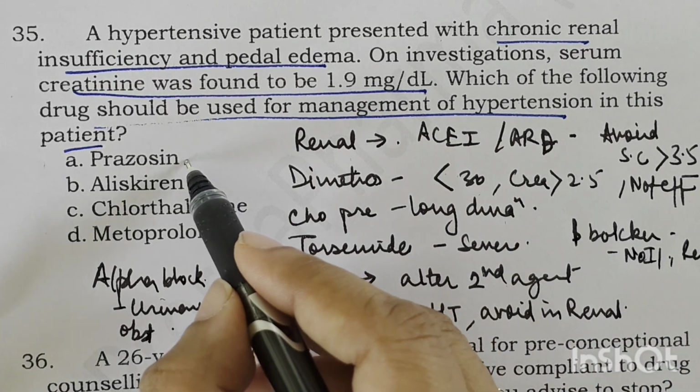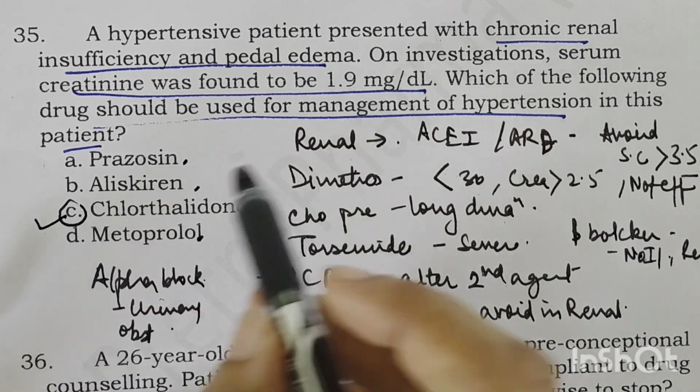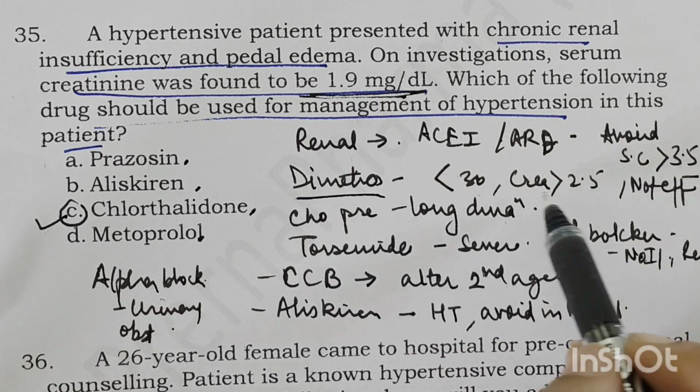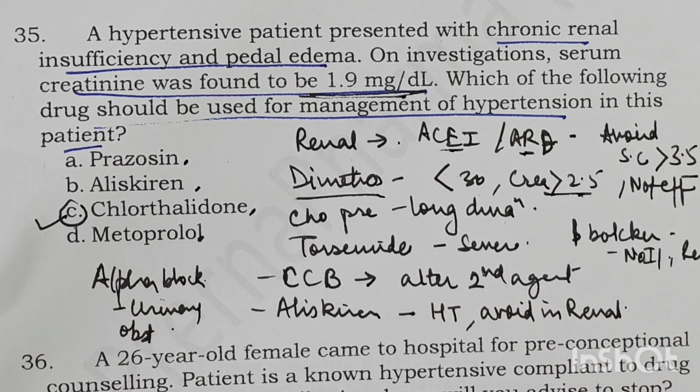Now here the options which we have are alpha blocker, aliskiren, chlorthalidone and metoprolol. Out of all the options, chlorthalidone is used in the management of a patient with a high creatinine. It can be used till 2.5, so it is effective. If we had an ACE inhibitor or ARB as an option, then we could have taken that as the first answer.